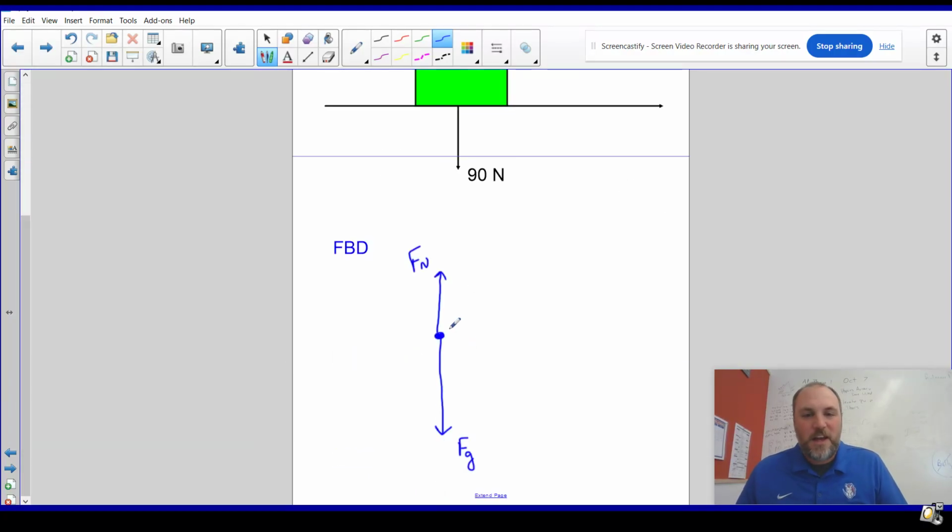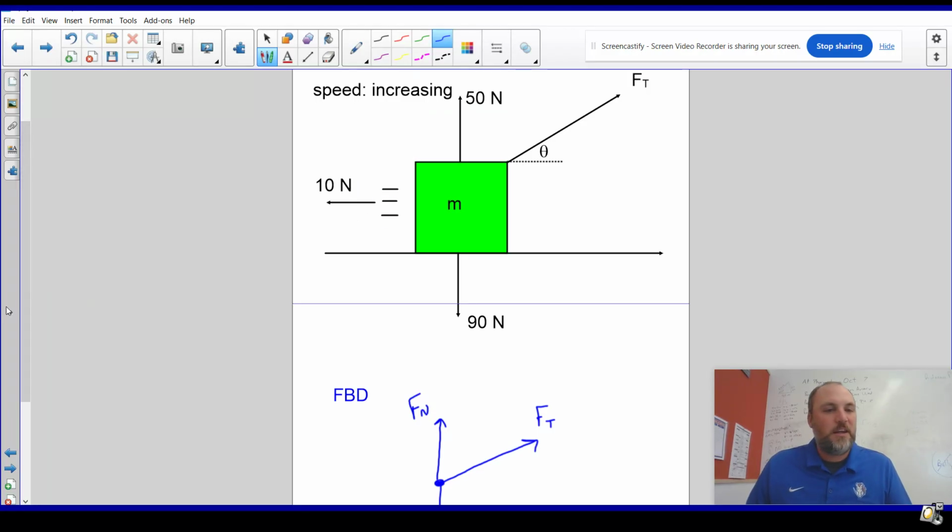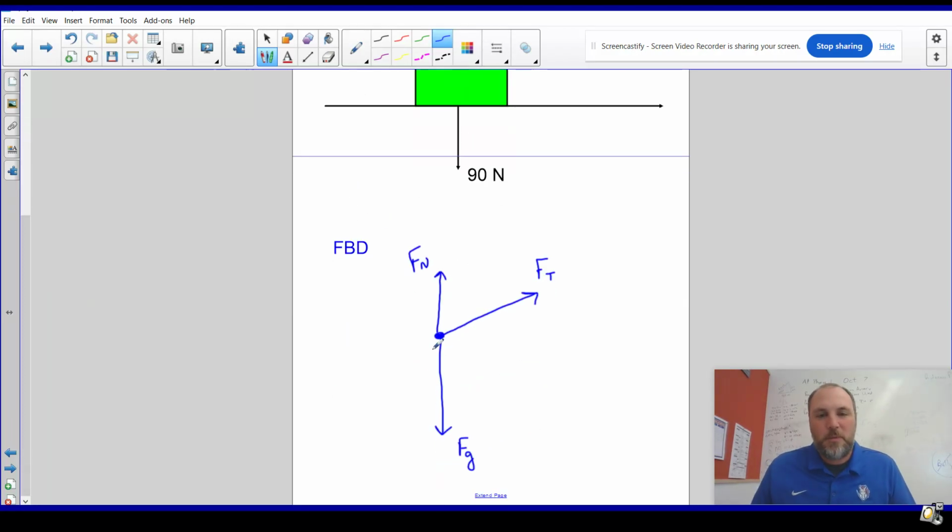So we have that tension. It is like this at some angle that we're going to find. And then the last thing, we have some resistive force, whether that's drag or friction. It hasn't been made clear, but let's just call that a friction force to the left. And since it is sliding, let's call that a kinetic friction value.